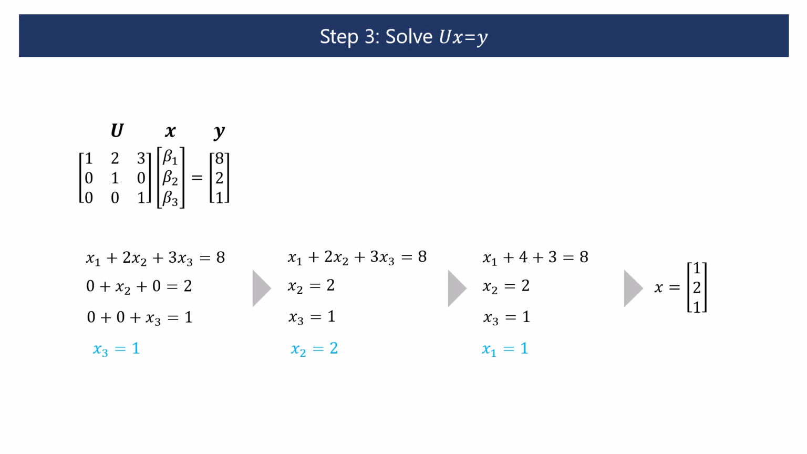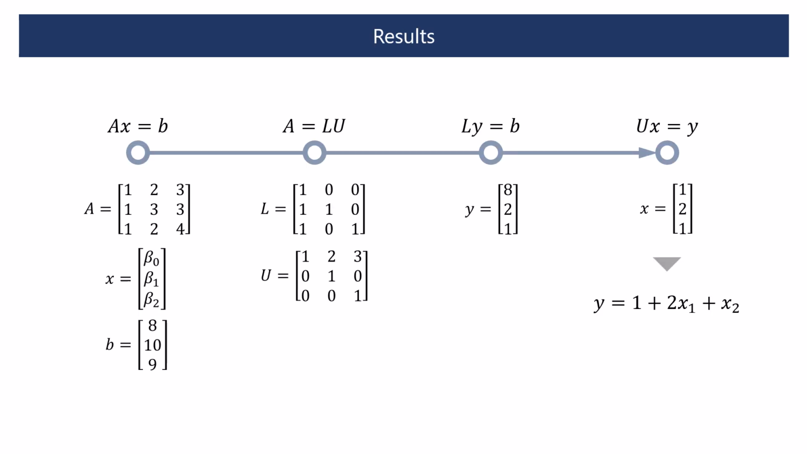To summarize, using LU decomposition, we first decompose the matrix A into L and U, then solve the equation Ly equals b using forward substitution, followed by solving Ux equals y using back substitution. This gave us the final solution for x1, x2, x3. The vector x represents the optimal values of coefficients of the linear regression model. So now we have the linear regression equation.